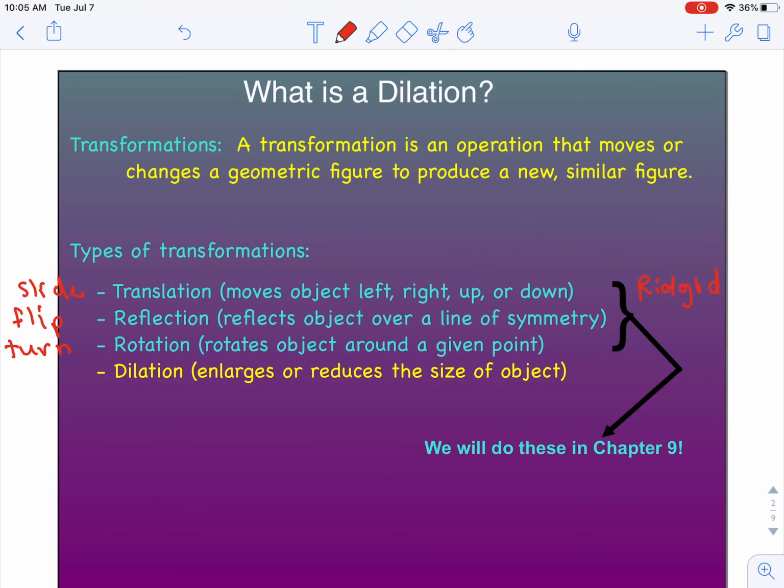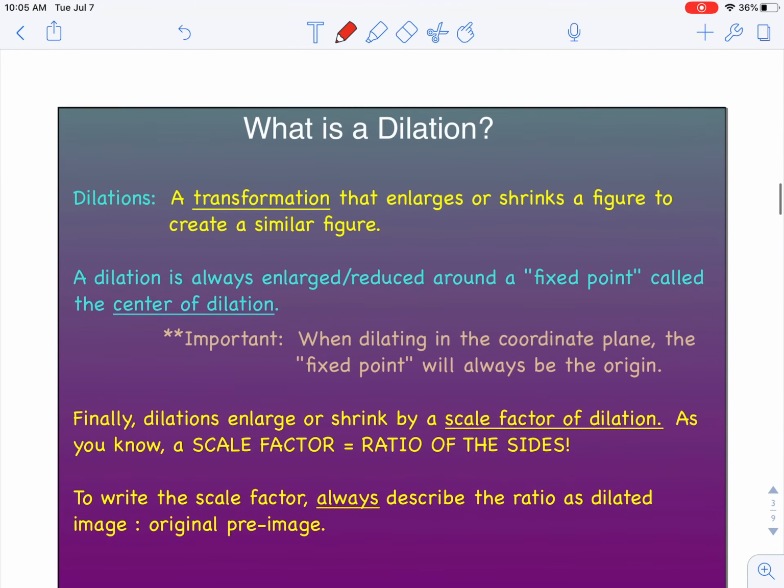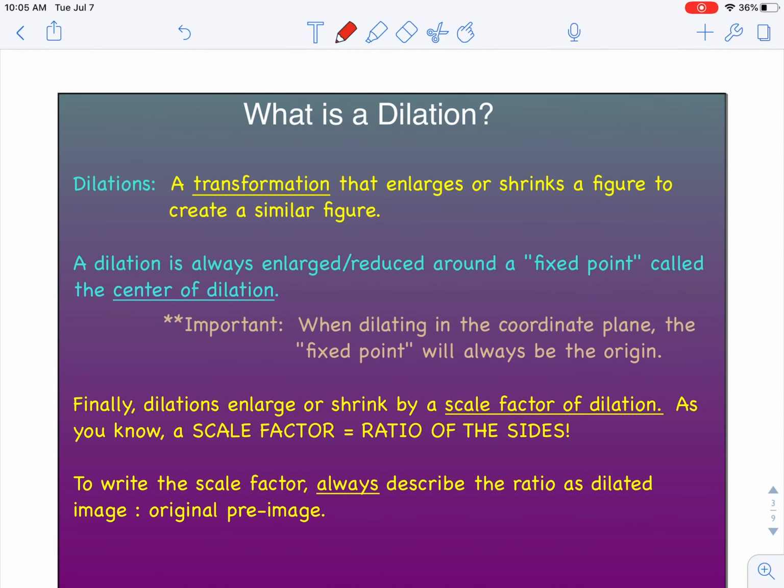But what we're going to focus on in this section is dilations, which actually enlarges or reduces the size of an object and produces a similar figure. So, a dilation is a transformation that enlarges or shrinks a figure to create a similar figure.